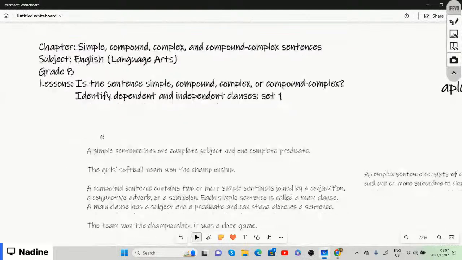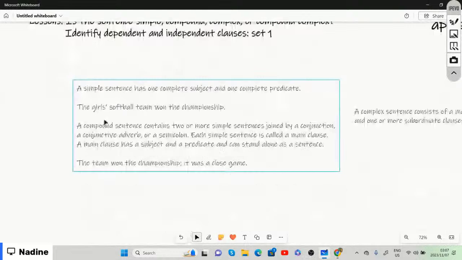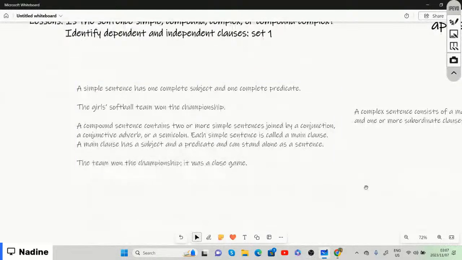All right, so we will start with a simple sentence. A simple sentence has one complete subject and one complete predicate. Remember, the subject is who is doing something, and the predicate is the actual verb that the subject is doing.